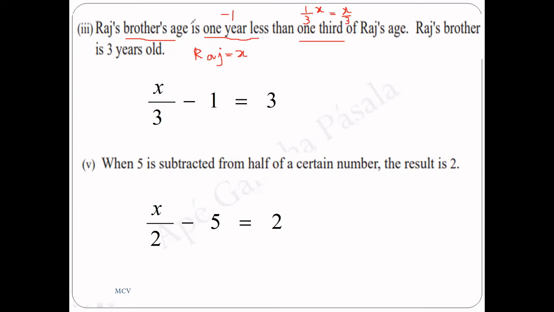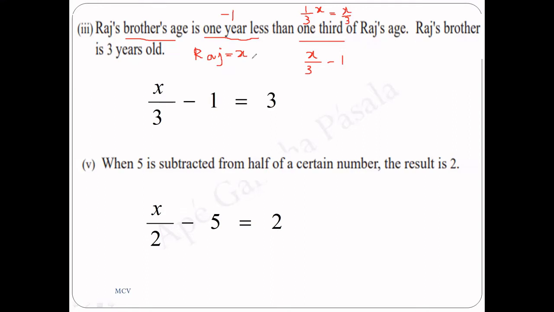So Raj's brother's age is 1 year less than 1/3 of Raj's age. How to write that? 1 year less than X over 3 means X over 3 minus 1.